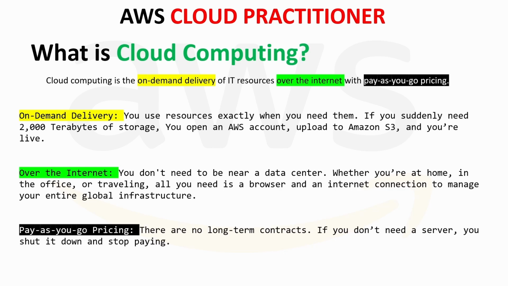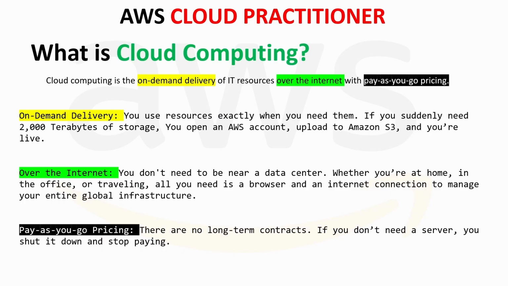Third, pay-as-you-go pricing. There are no long-term contracts. If you don't need a server, you shut it down and stop paying. It's a utility model like paying for electricity. Historically, if a business wanted to run an application, they had to build or rent a physical data center, a building full of servers, cooling systems, and security teams. This is expensive and time consuming.